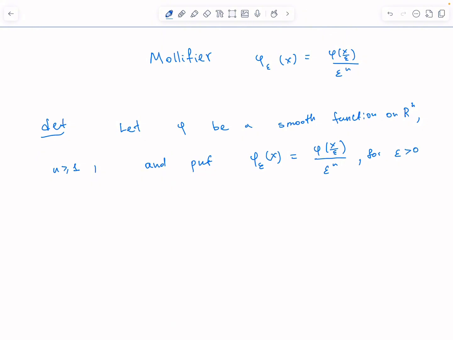So then phi is a mollifier if it satisfies three requirements, three conditions. Okay, I found this on the web, the requirements for it.